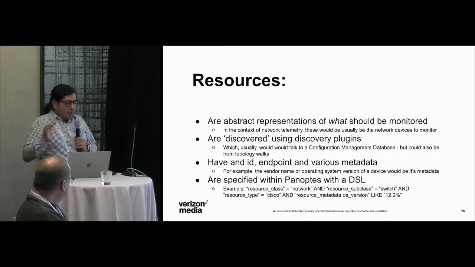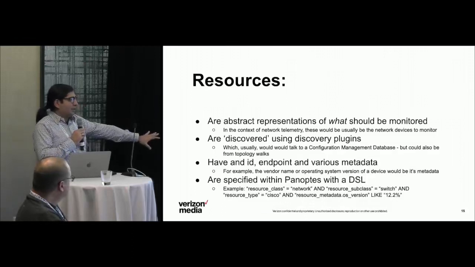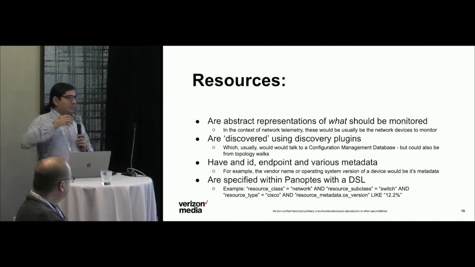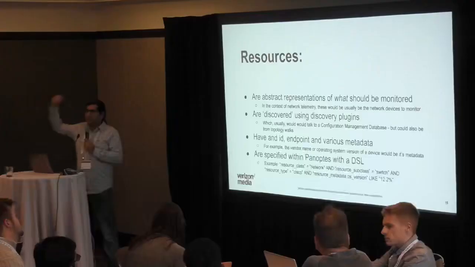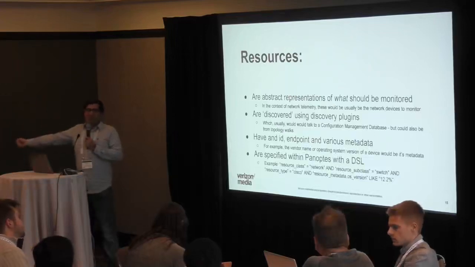This allows us to do something interesting. We have a specific DSL in Panoptes to actually select resources to act on. Verizon Media has a very high rate of change in its network. Because there are so many devices and devices are being added and removed all the time, we cannot have a fixed set of resources defined. We can't say, here are the 20,000 network devices that we will monitor. These keep on changing all the time.